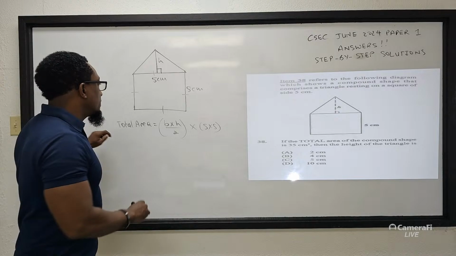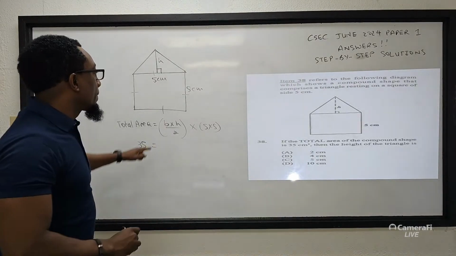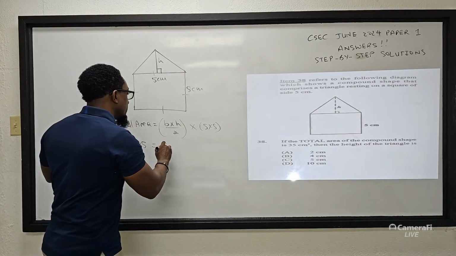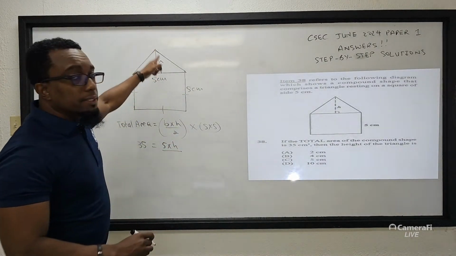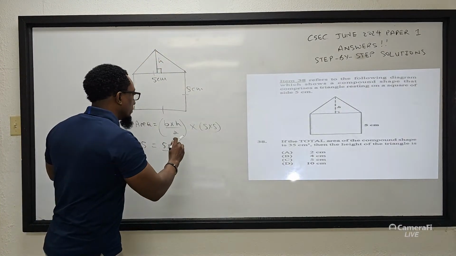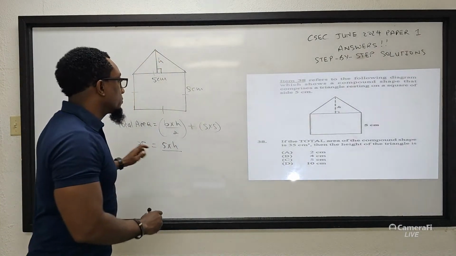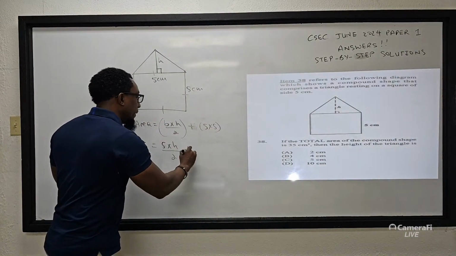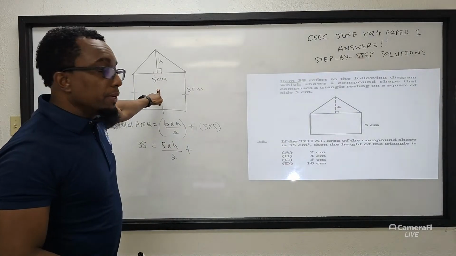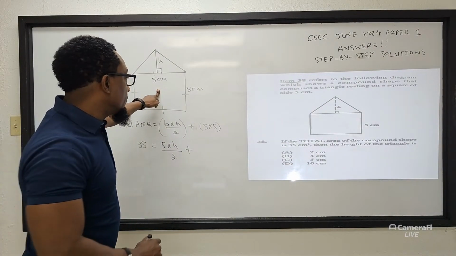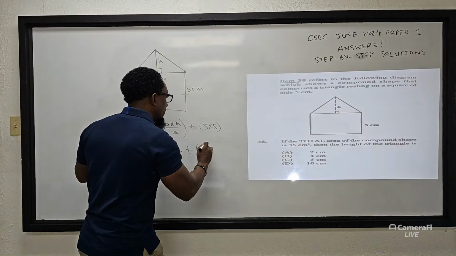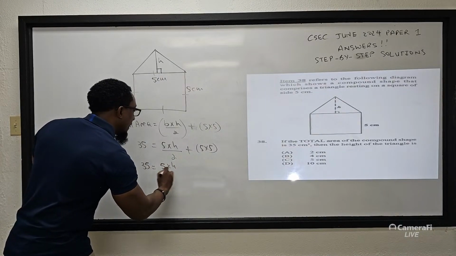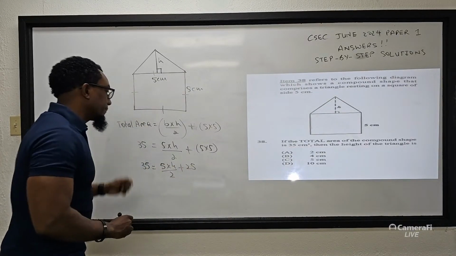The total area is 35 centimeters squared. For the triangle, we know the base will be 5 centimeters, and the height is what we want to find, all over 2. Let me put a plus sign, sorry, because we say area of the triangle plus area of the square. The area of the square we know is going to be side by side, which is 5 by 5, and 5 by 5 gives 25. So we're going to get 35 is equal to 5 times the height all over 2, plus 25.